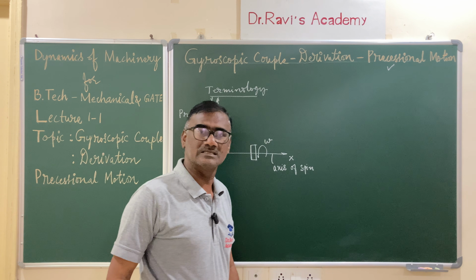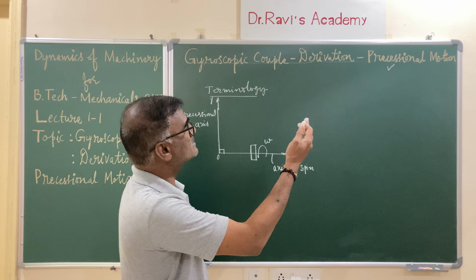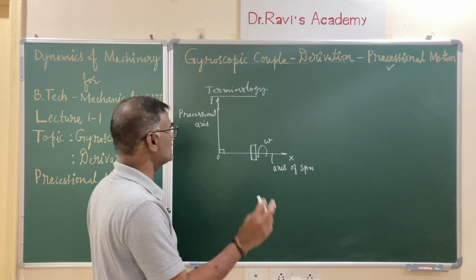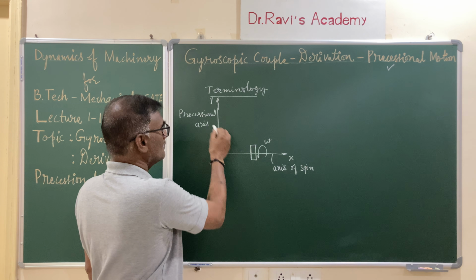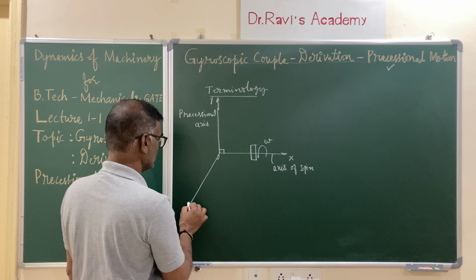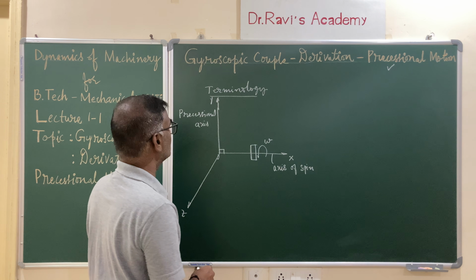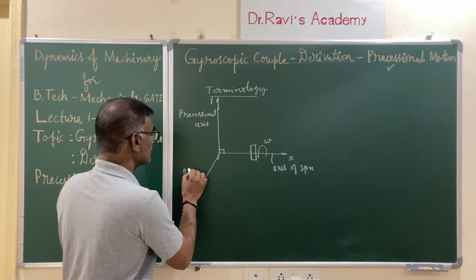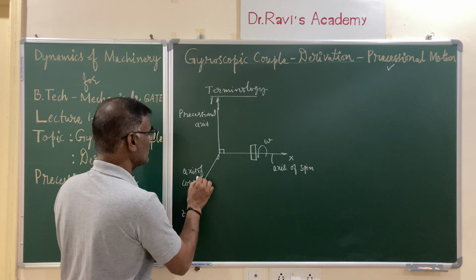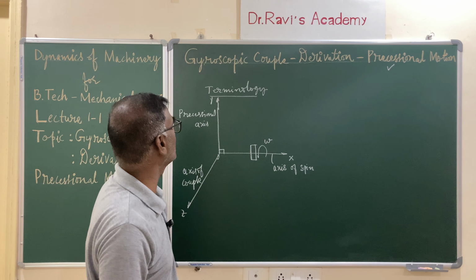And when a body is undergoing precessional motion, it is subjected to a gyroscopic couple, which is exactly perpendicular to both this plane, this XOY plane. So this is exactly OZ. Here OZ is called the axis of couple, gyroscopic couple to be specific.